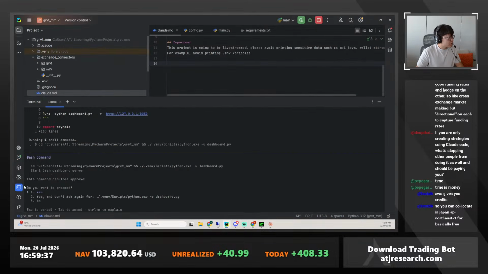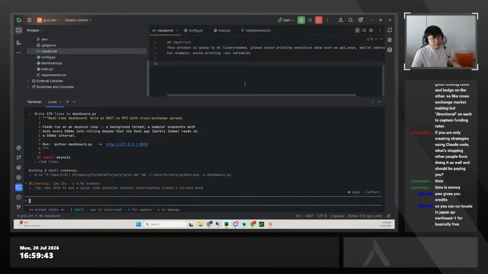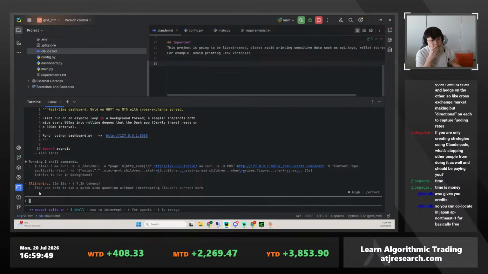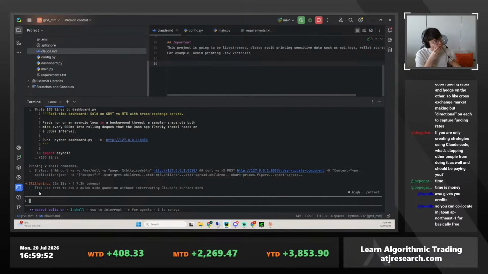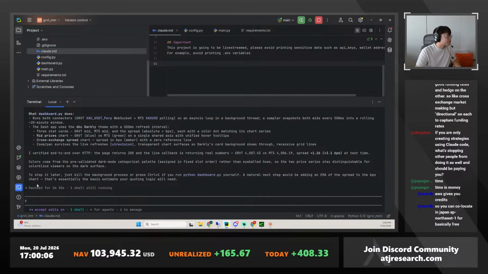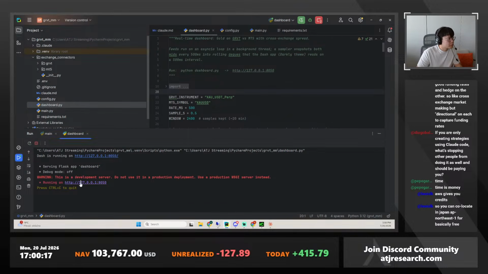Okay, so now hopefully the dashboard will be done soon. And I'm going to show you what Claude has cooked. Okay. So here we have our dashboard. Let's see how it looks.